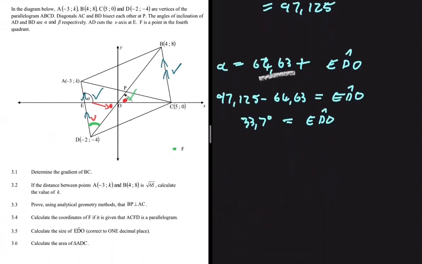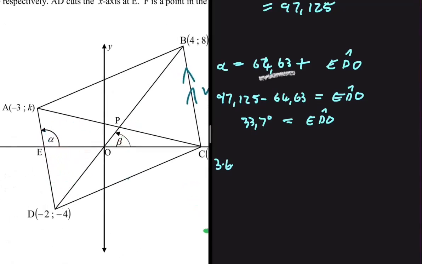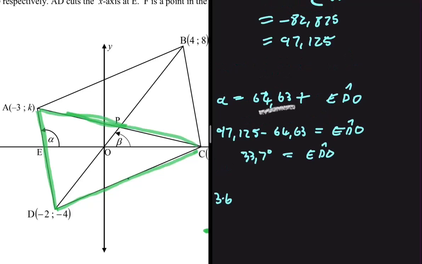The last question, let's do the last question. We're supposed to calculate the area of ADC. Let me highlight ADC because I cannot even see it. It's just a mess. A is right here, D is right here, and C is right here. Because our shape is a rhombus, we have a 90 degrees angle here, and if that is the case, then we can take AC as our base and DP as our height.